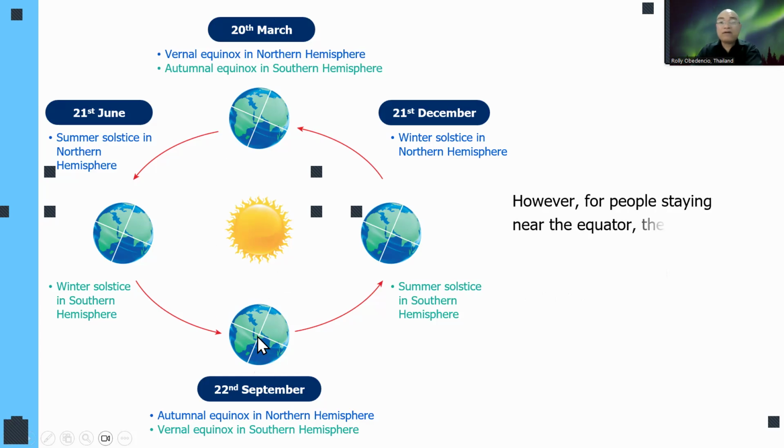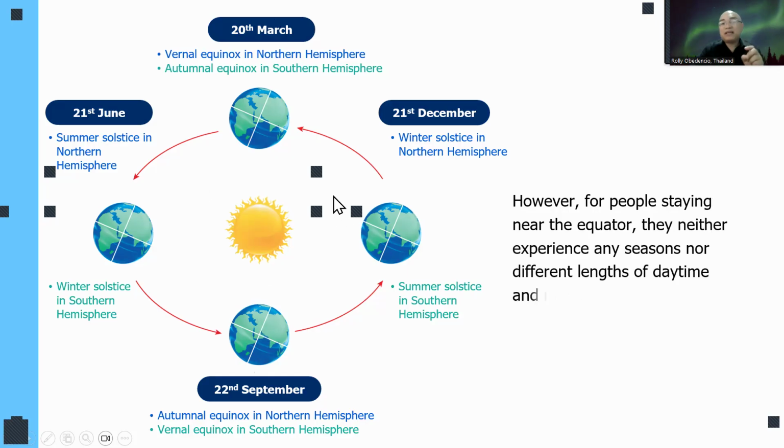Okay? However, for people staying near the equator, where do you stay? Is your country in Thailand? Do you think you're close to the equator? They neither experience any seasons nor different lengths of daytime and nighttime. Why? Because we are not in the extreme northern nor in the extreme southern hemispheres. All right? Do you understand?